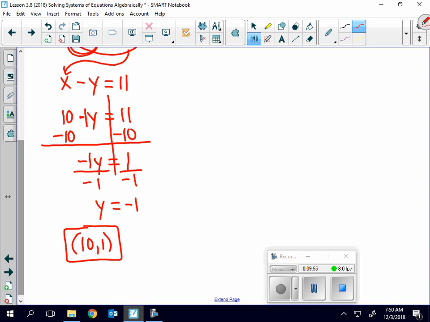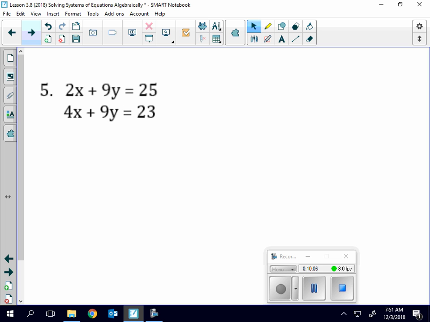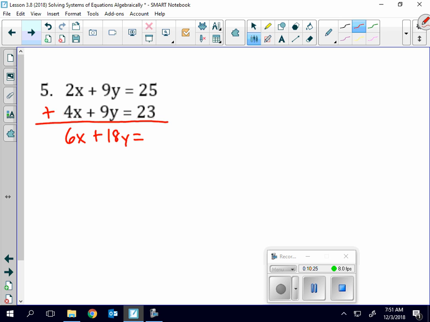Okay, so let's do one where they're not all set up to go away. And I'm going to skip number 4. So that was 1, 2, and 3 we just did. We're going to skip number 4. We're going to go to number 5. So if you see this one, they're not set up to cancel out. If I add this up, you don't have to write this down right now, just watch for a second. If I were to add this up, I would get 6x plus 18y equals 48. And that doesn't help me because I didn't cancel out one of the variables. So I can't just add these up yet.